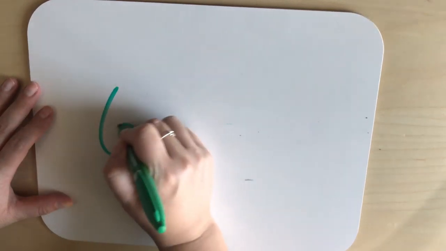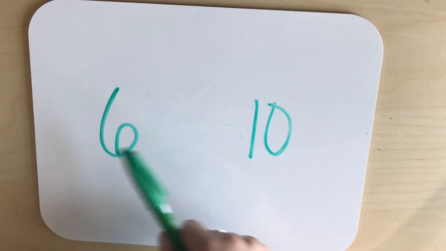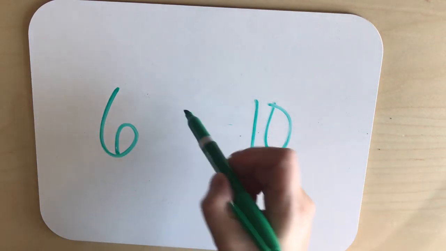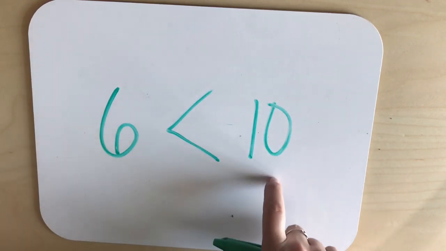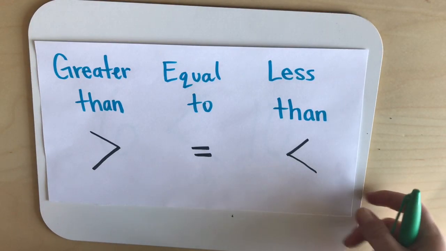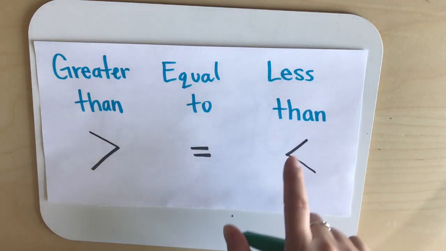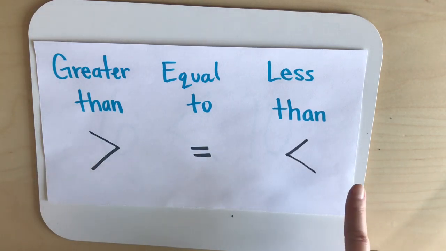I know sometimes it's tempting, if you have this number, to say 10 is greater than 6, but you have to read left to right. So in this case, 6 is less than 10. Just to review, remember this symbol is greater than, equal to, and less than. Today we are going to continue comparing two quantities using these symbols.